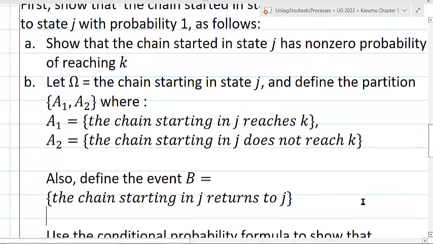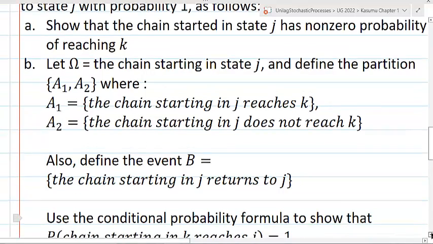Okay. And I want to define an event b, which says the chain starting in state j returns to j. So we have our situation where we can use the conditional probability formula. We have a partition, and we have an event. So I want the probability of this event b. The chain starting in j returns to j. Now you know what the probability of this is because j is recurrent. So you can think about what the probability of b is. That's something you know already.